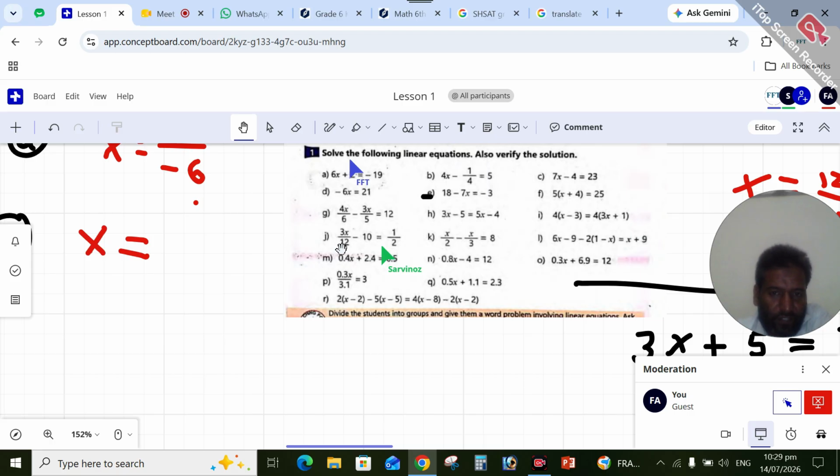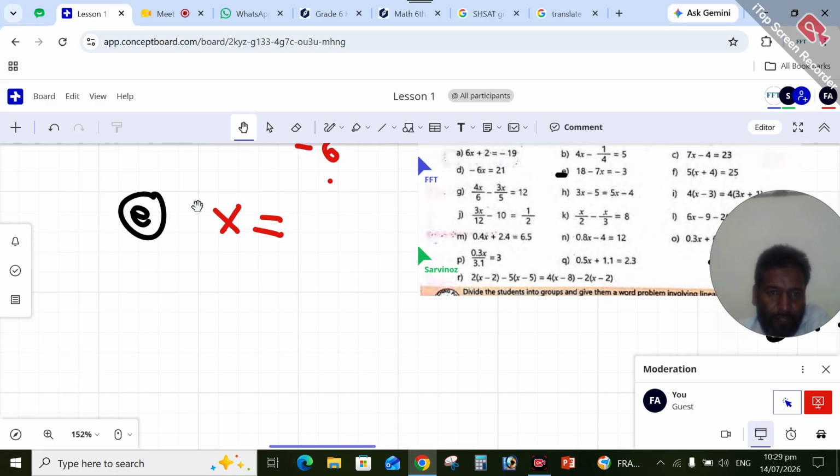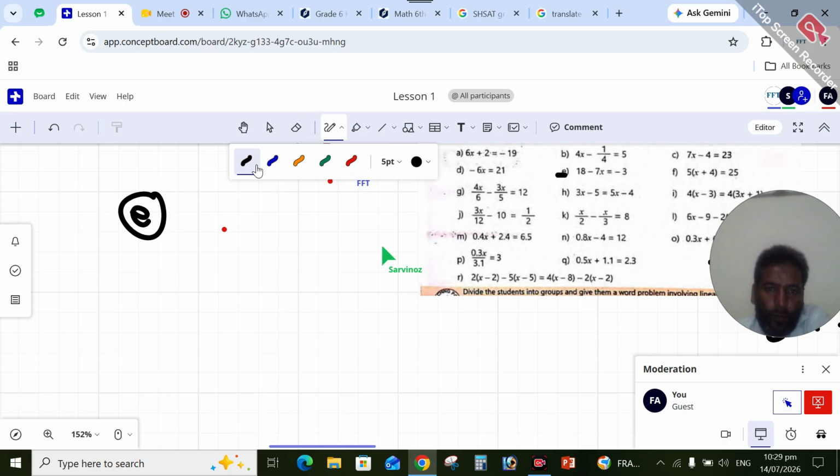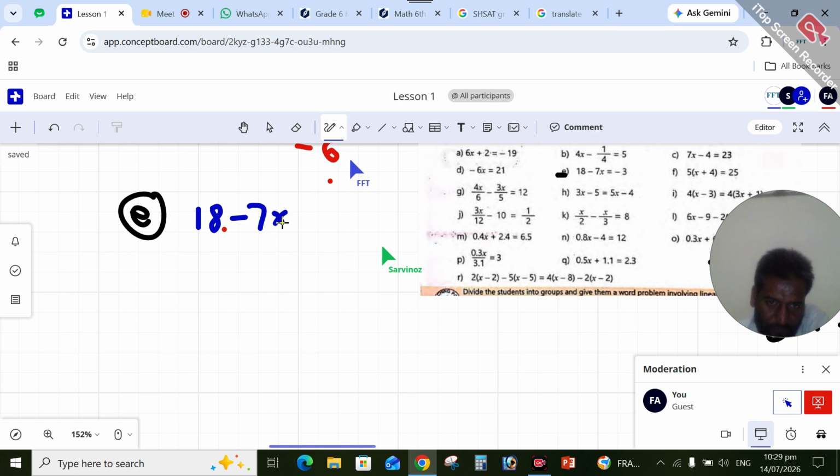Let me solve this question, right? So if there is some problem, you just try to solve this question step by step. After that, it will be easy for you. Like this one, this is 18. You just go to the question, 18 minus 7x, and here is negative 3, right?